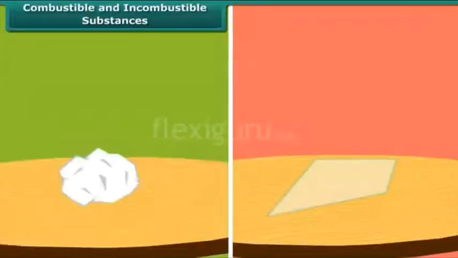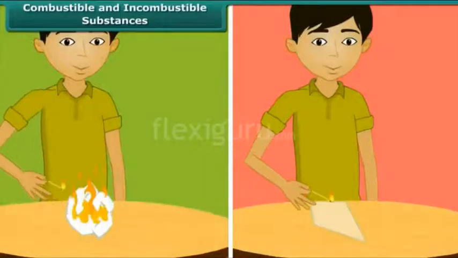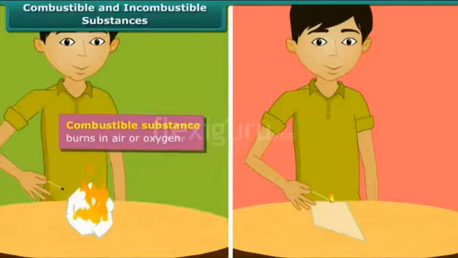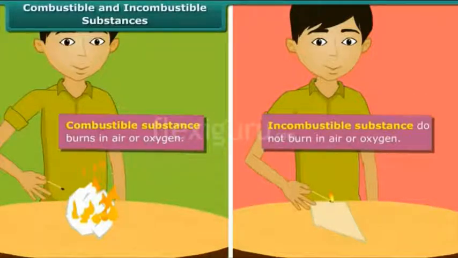There are two types of substances. Some substances catch fire and burn, while the other group does not catch fire. As you can see, the boy is bringing a lighted matchstick close to the paper and glass. Paper catches fire, and so it is called a combustible substance. The glass does not burn, and such substances which cannot burn in air or oxygen are incombustible substances.